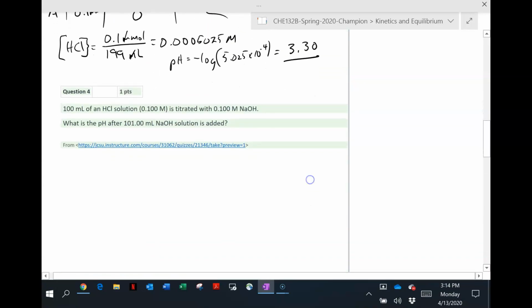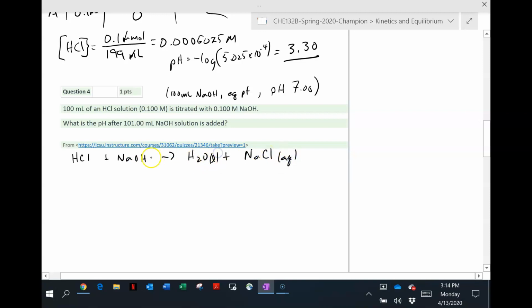Now, when we go across the equivalence point, of course, if we had 100 milliliters of NaOH, that would have been the equivalence point. We would have exactly run out of both of those. Our pH would be 7.00. There'd be no acid or base in solution. Now we're going to look, having gone 1 milliliter past, what do we have? So HCl plus NaOH goes to H2O plus NaCl, aqueous for the NaCl, liquid for the H2O, aqueous for NaOH, aqueous for HCl, before, change, after.